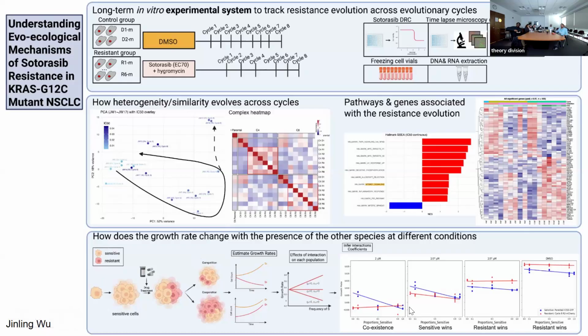Here is the preliminary data from my project, and it demonstrated that the competition outcomes shift across different sotorasib concentrations. By these two figures, you could see that when you increase the proportion of the resistant cells, colored in red, the growth rate of the sensitive cells actually increases, which is a scenario of one population supporting the growth of another population.